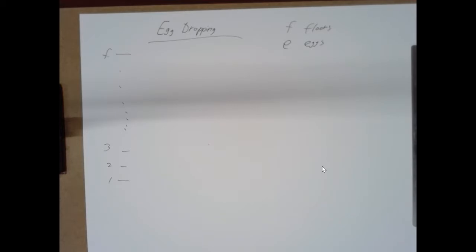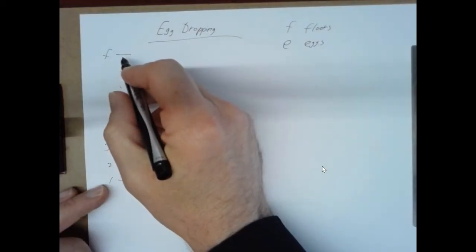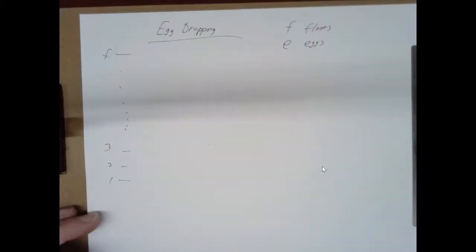So the question is, for a certain number of floors and a certain number of eggs, how many experiments do you need to conduct in order to answer this question? What's the highest floor from which you can drop it safely? And your answer might be 0. It might be that when you drop it from the first floor, it breaks. Or it might be that you can drop it from the highest floor, F, and it still survives. Or it could be any floor in between.